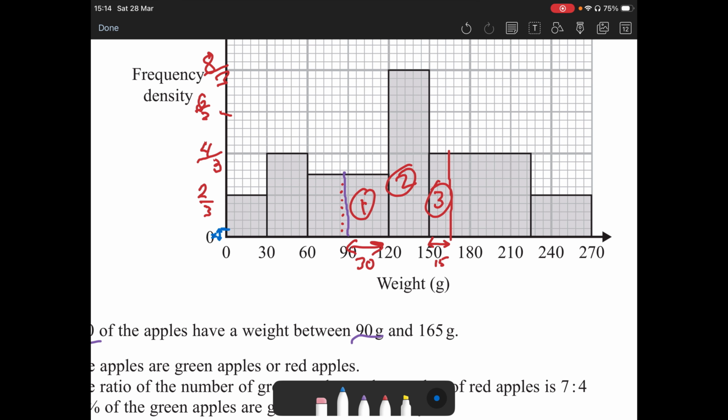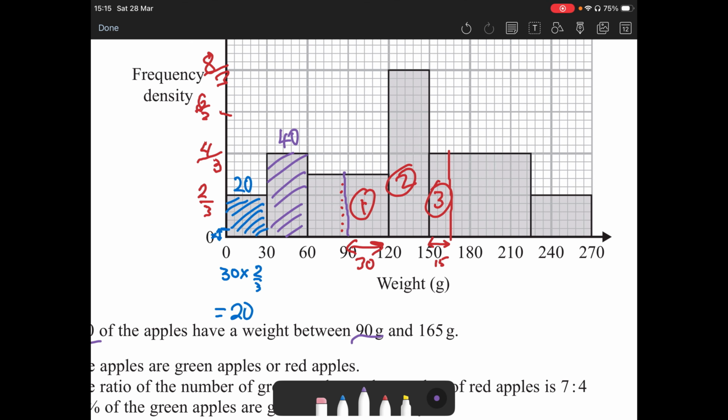Actually, let's work this out. This area here would be 30 lots of 2/3, which is 20. So the first rectangle will be 20. Now, just by eyeballing, this area would be twice that, so that would be 40.